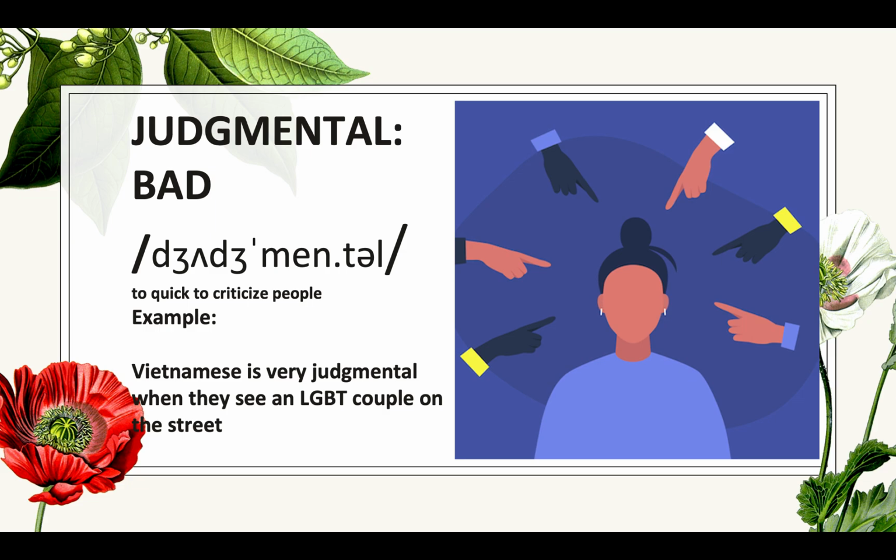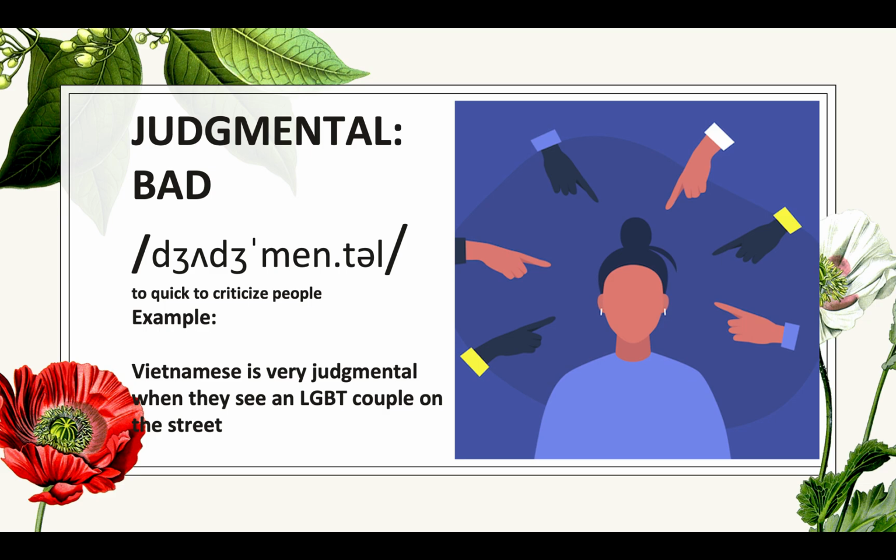So if you see someone has a tattoo and you are a judgmental person, you are going to say something bad about them. For example, in Vietnam, we are very judgmental. If you see someone with a tattoo on their hands, you will say, yeah, that one is a bad person, that one is a gangster, or something like that, right? You will say something bad about them. Like for example, we have don't judge a book by its cover. So don't be very judgmental, right?